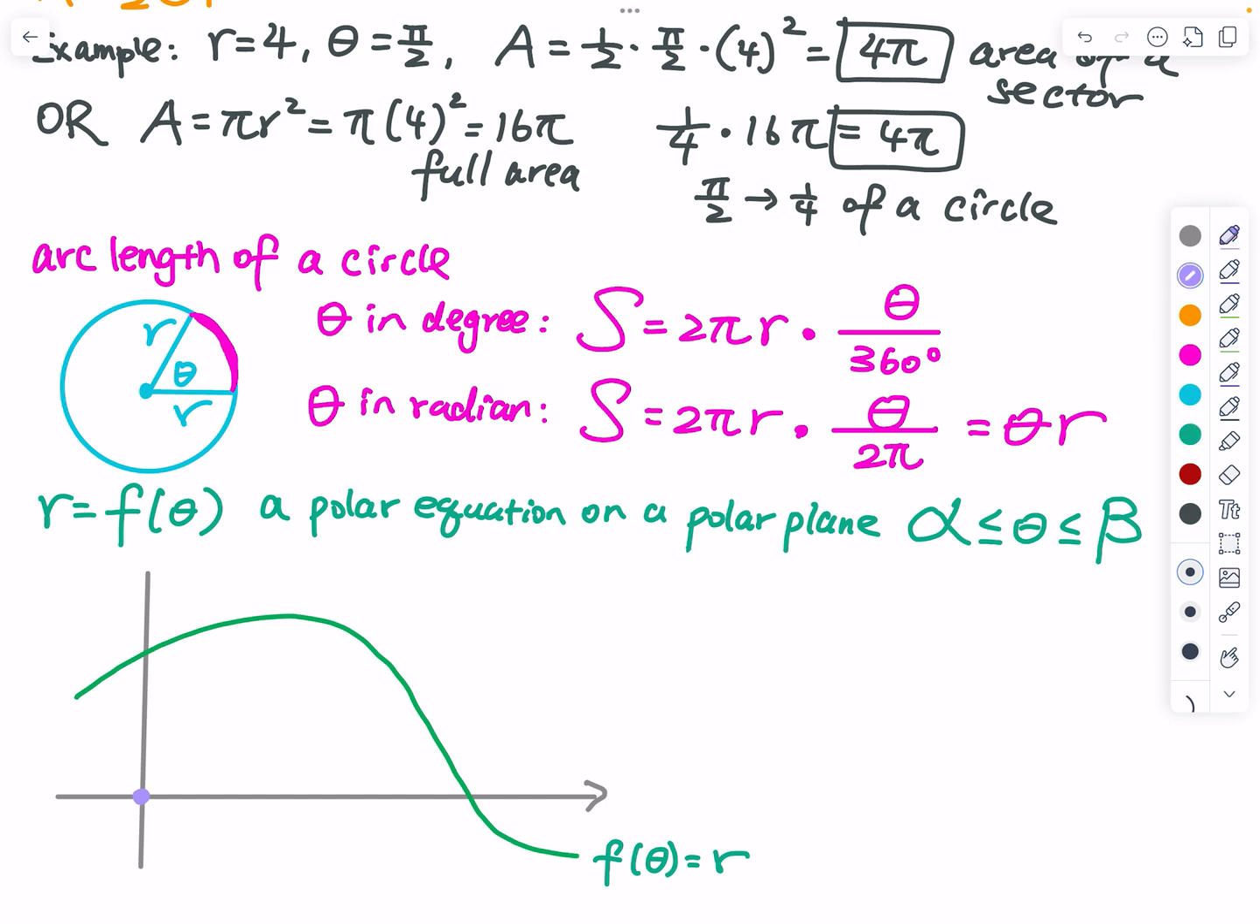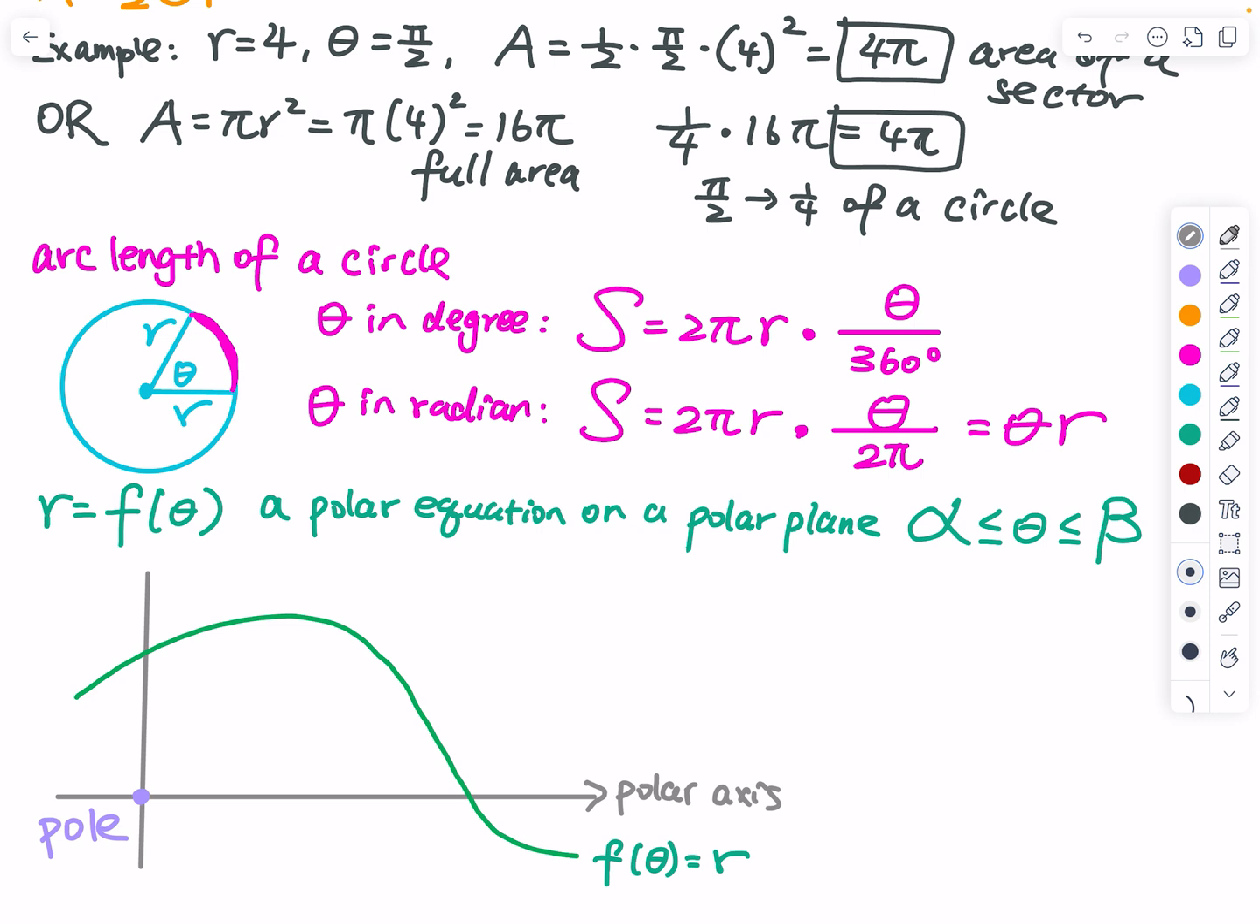And then the origin, we don't call this the origin. We call this a pole. Back to the polar plane. And then this one, we call this a polar axis. Just some names that you have to know.